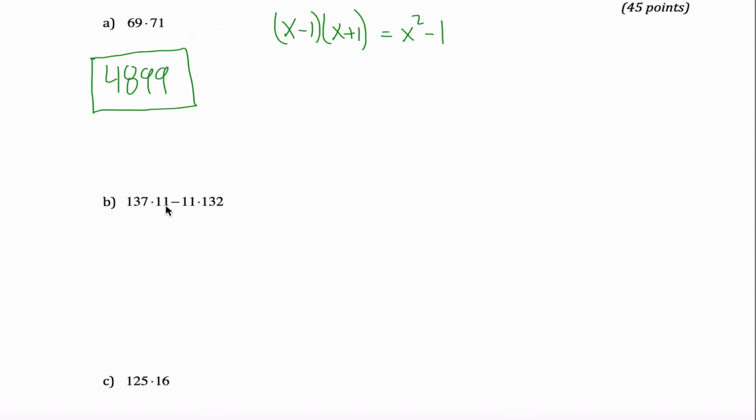Well, the trick here is to recognize that you have an 11 in each of these terms. And so if you think about the distributive property backwards, this is 137 groups of 11, and I'm getting rid of 132 groups of 11. So what I have left over is 5, the difference between 137 and 132 groups of 11. 5 groups of 11, that's just 55. To show my work, I could write something like, maybe I'll even write distributive property.